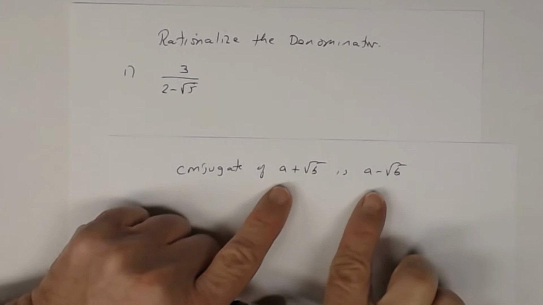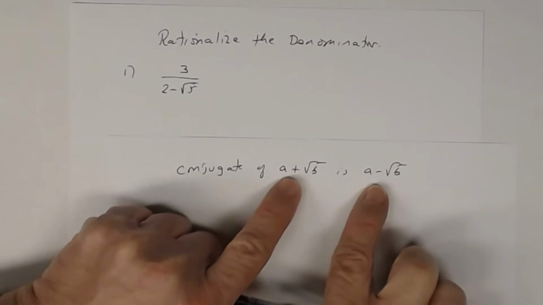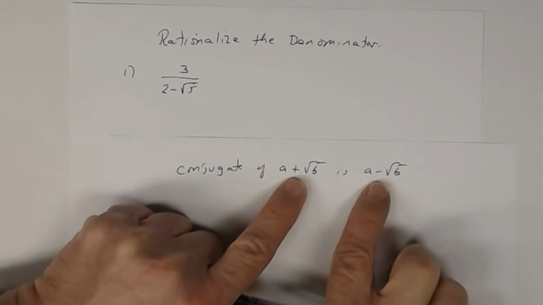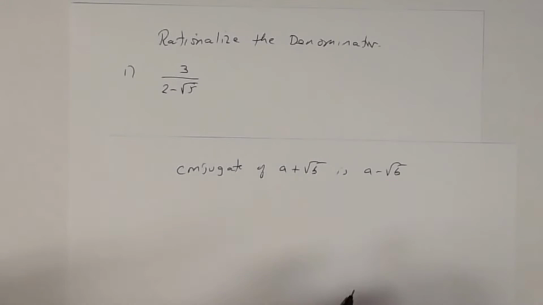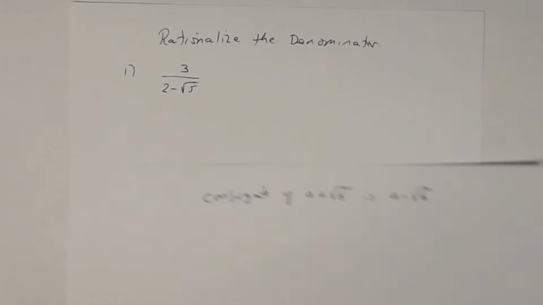And here's the idea. If you multiply these two binomials together, these two conjugates together, the square roots will, I'm going to use the word, disappear. They're no longer going to be there. You will not have a square root anymore. Okay? So that's the idea. So you're going to use the conjugate.